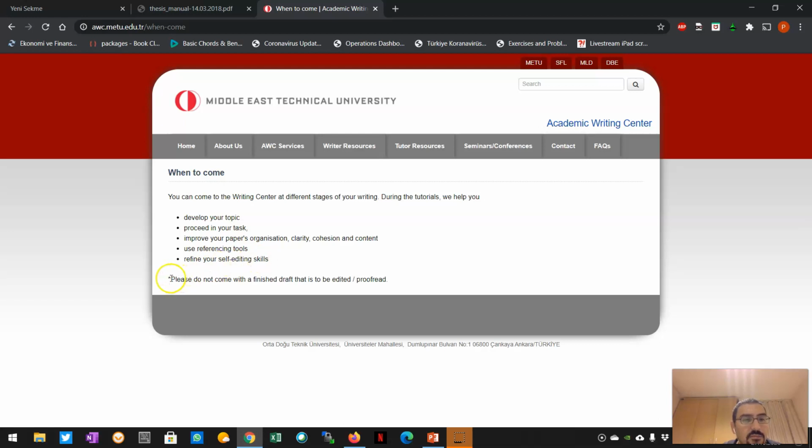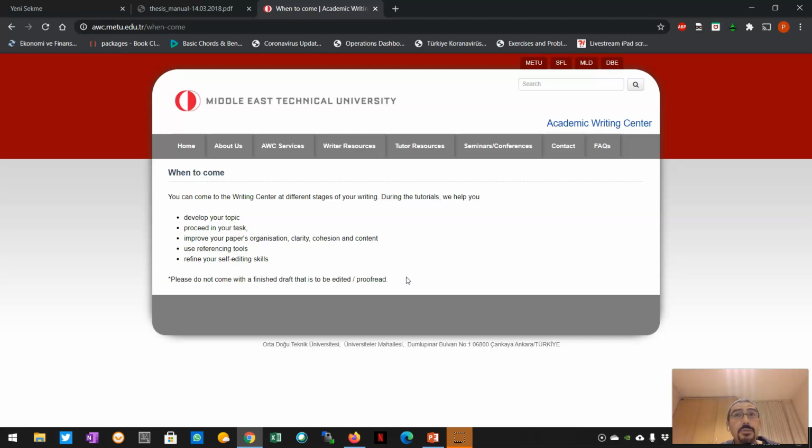Okay, and here's a very important point. Here is an asterisk that says please do not come with a finished draft that is to be edited or proofread. So this is especially important. This is not a center in which you take the draft of your thesis and tell them, okay, proofread this. This is not what this writing center is there for. This would be an impossible task. If everybody brings their thesis and lets them proofread, they will not proofread your thesis. That's for sure. That's not their duty.